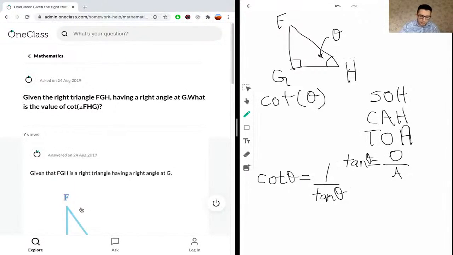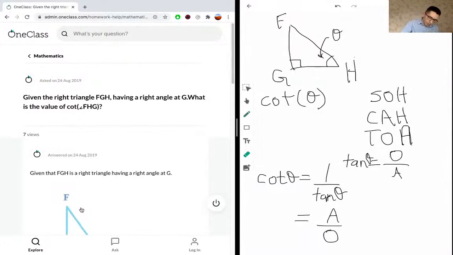So knowing this, we can right away see we have tan theta defined. We can substitute it into the cotan theta equation, and we find that cotan is adjacent side over opposite side.